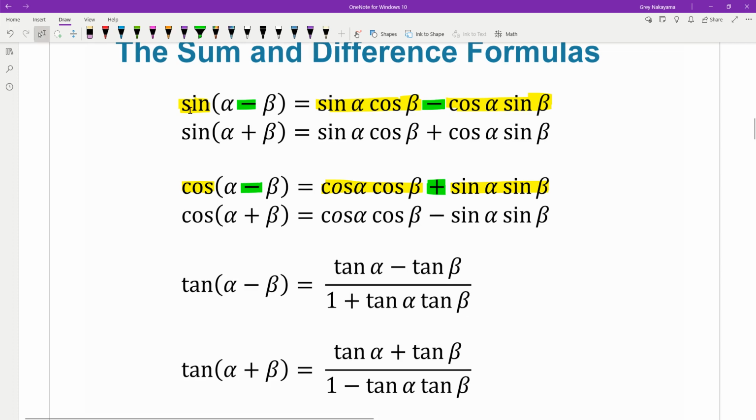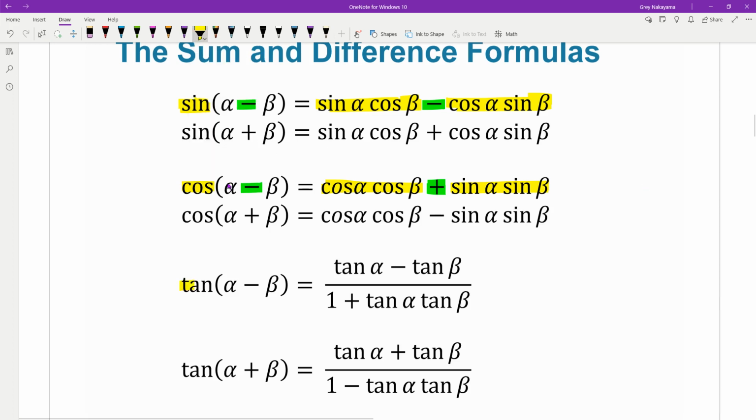Now I'm pointing this out to you, so one of the things to remember: for the sine, the trig functions are different, but the signs stay the same. And when you take the cosine, the trig functions are the same, but the signs are different. It's just a way to help you remember these. I'll talk a little bit more about it as we go through.